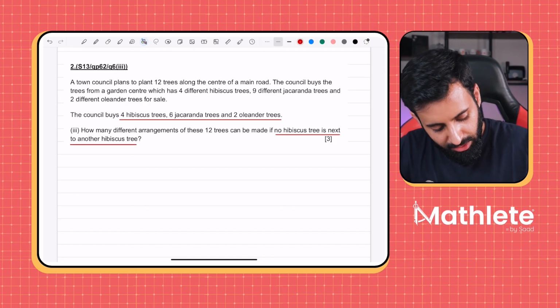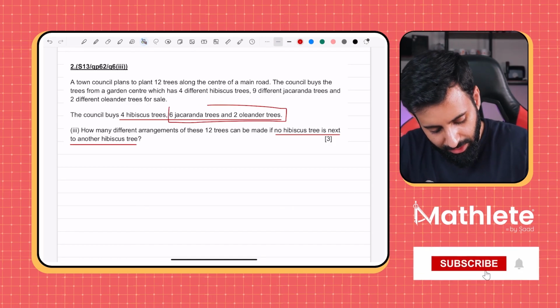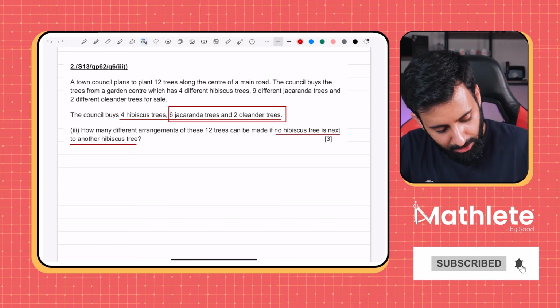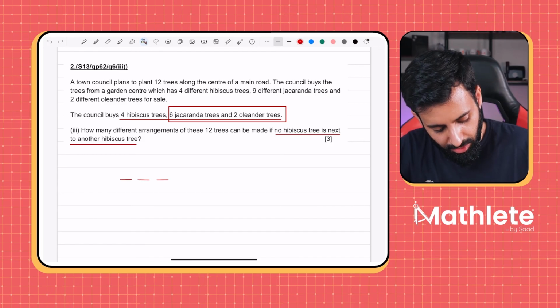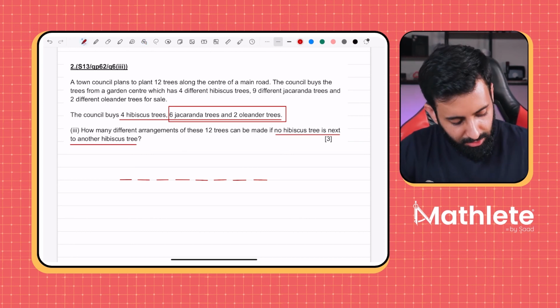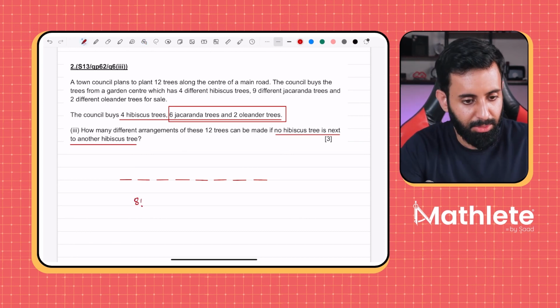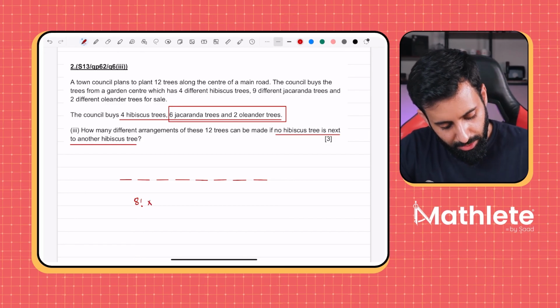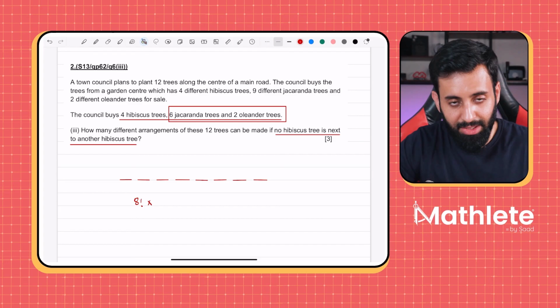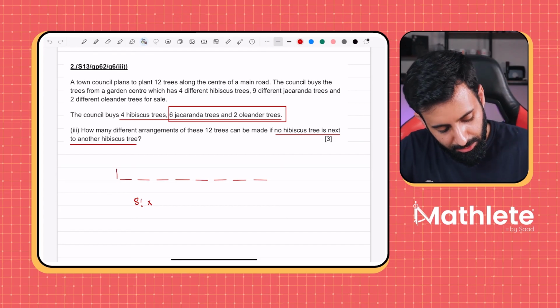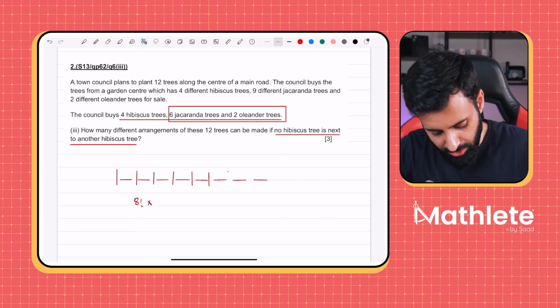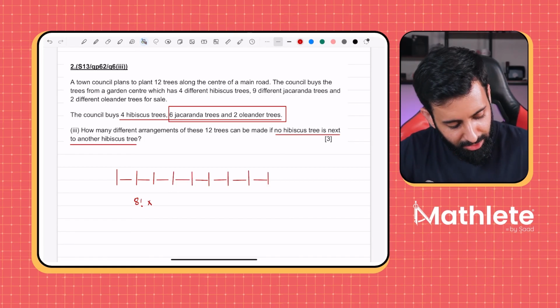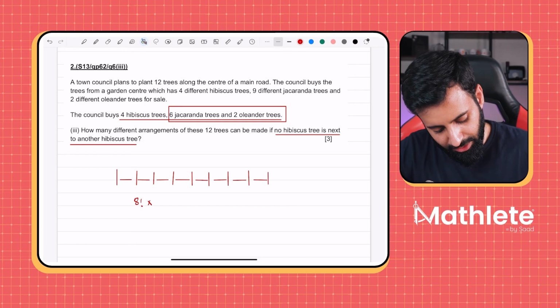So other than hibiscus, how many trees do we have? We have 8. Okay, so we start by making 8 blanks: 1, 2, 3, 4, 5, 6, 7, 8. And these 8 trees, there's no restriction on them, so we can shuffle them 8 factorial number of ways, okay? Now, wherever we place the hibiscus tree, we have to make sure that there is some other tree in between the 2. So we can place one here, here, here, here, here, here, here, here, or here. So altogether, we have 1, 2, 3, 4, 5, 6, 7, 8, 9.